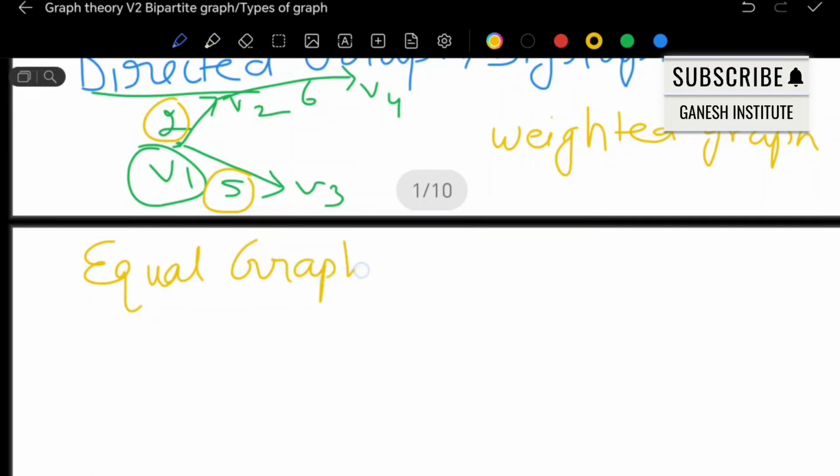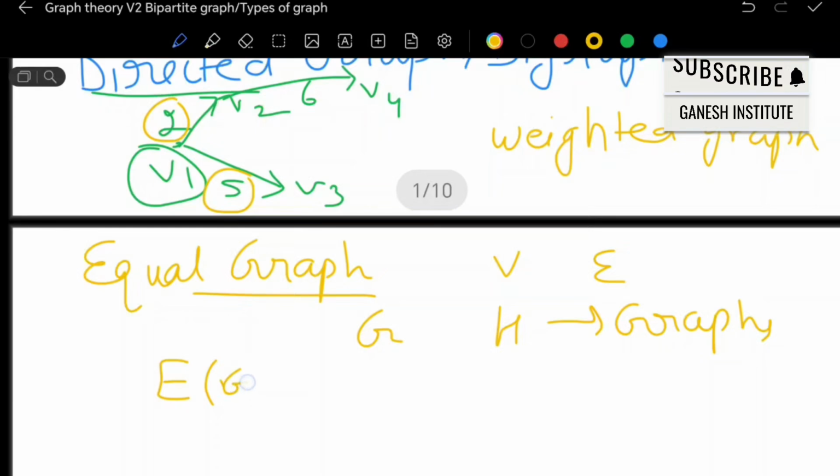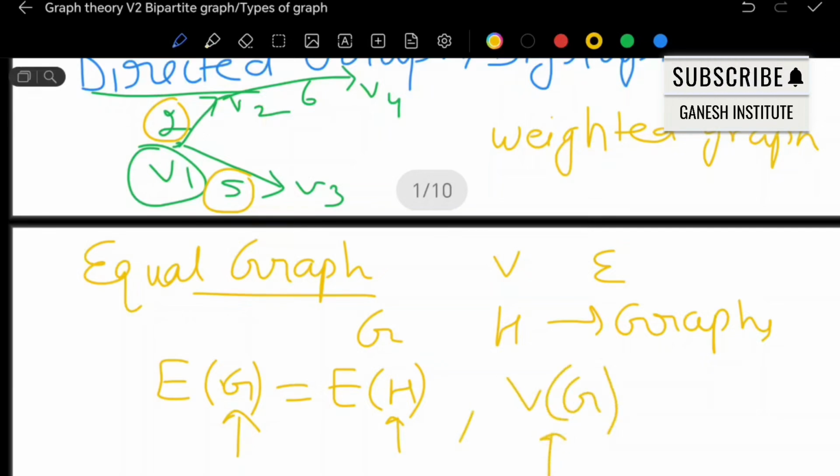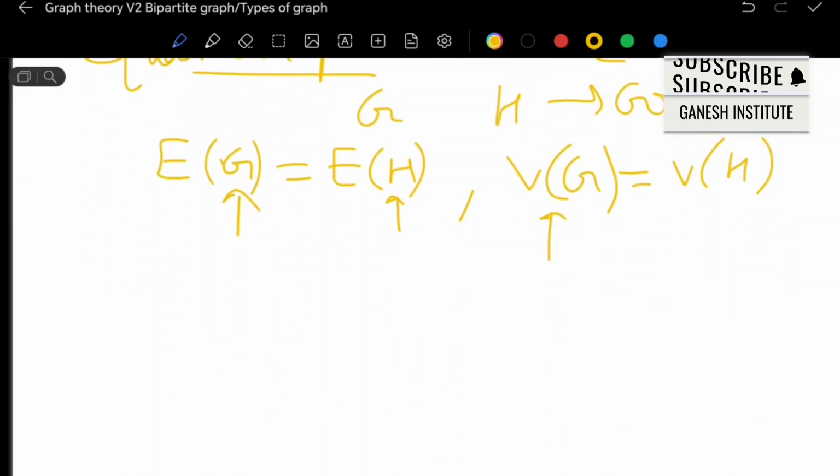Equal graphs means, see, a graph is made up of two things, vertices and edges. So if I'm saying that G and H are two graphs, and these are equal, then their vertices and edges have to be equal. E(G) should be equal to E(H), the edge set of graph G and the edge set of graph H should be equal, and then we have vertices. The set having all the vertices of G must be equal to the set having vertices of H. Okay.